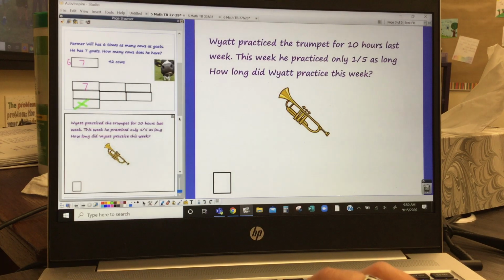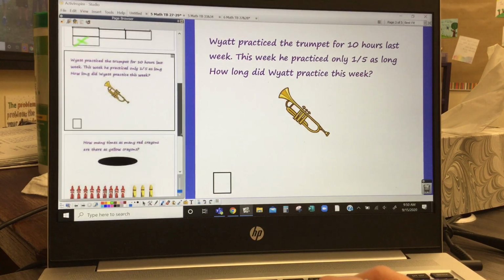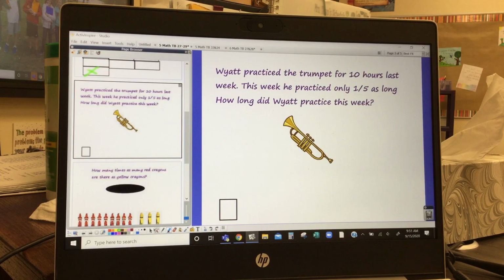Okay, this one's a little trickier because they give us a fraction. Fun fact, we have been doing fractions in notes up to this point. You just didn't really know it, okay? So, Wyatt practiced the trumpet for 10 hours last week. This week he practiced only 1/5 as long. How long did Wyatt practice this week? Okay, all right, so he practiced the trumpet for 10 hours. Okay, that's gonna represent 1/5.